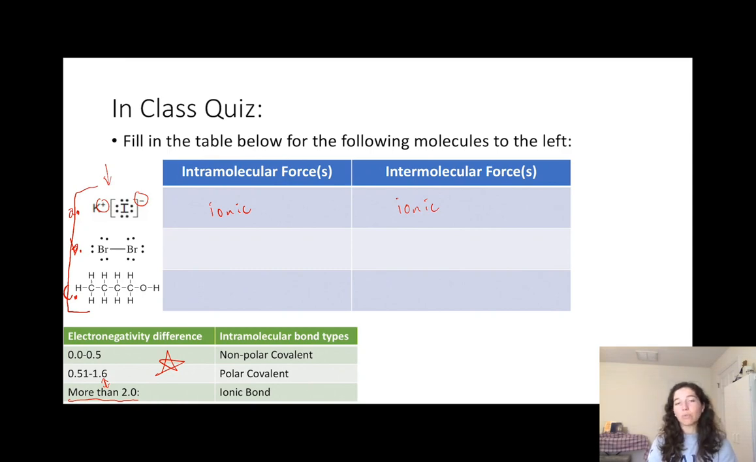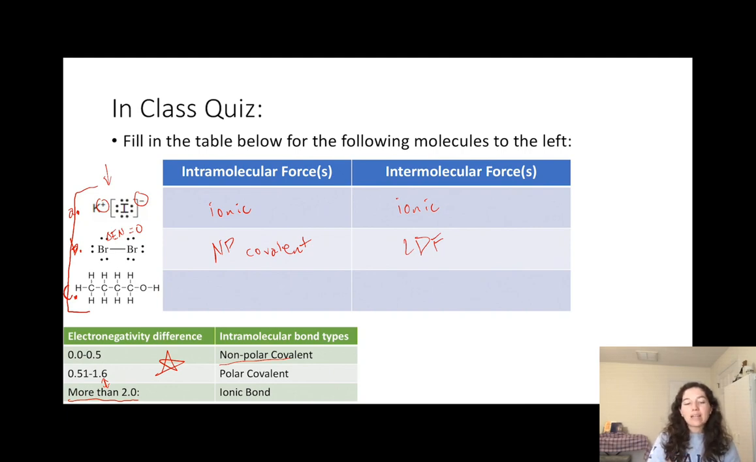For B, the 2 bromines, if we look here at our electronegativity difference, it has an electronegativity difference of 0, meaning it's definitely nonpolar covalent, which means the only type of intermolecular force it has is London dispersion forces.